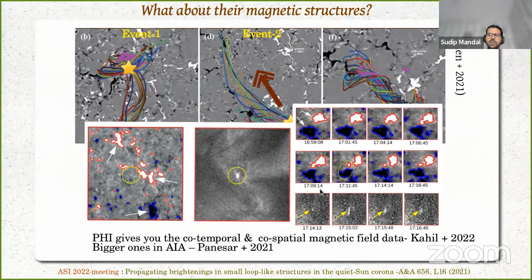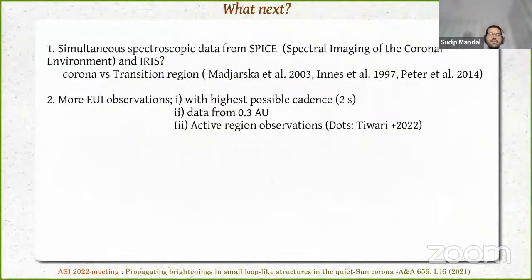But we expect to get more of these data in coming days. And of course, this is another piece of information from Panesar et al., who analyzed the big campfires, which can be clearly resolved by AIA, and the conclusion remains the same: there are a significant number of flux cancellation events, and there is only a tiny amount of flux emergence. So the last, what's next?